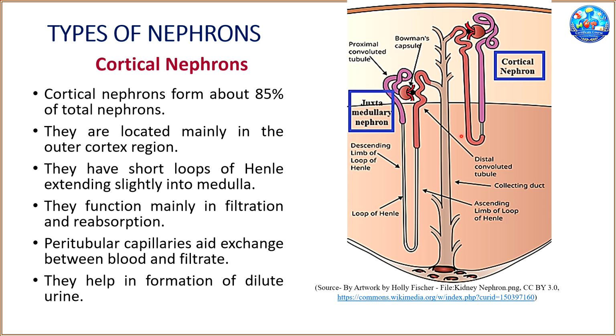These nephrons are primarily involved in filtration and reabsorption processes. They are associated with a dense network of capillaries, which we call the peritubular capillaries, which facilitate exchange between blood and filtrate. Exchange of substances will be taking place. So the cortical nephrons mainly contribute to formation of dilute urine.